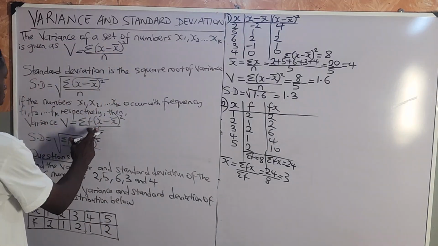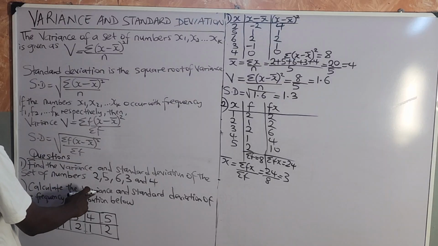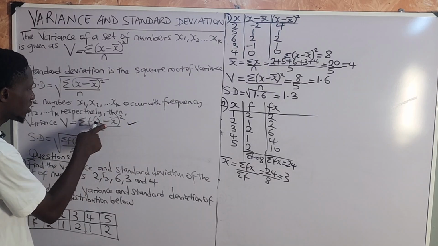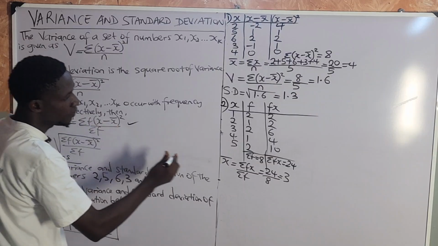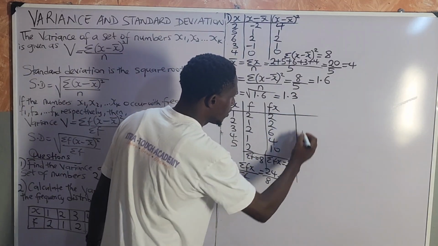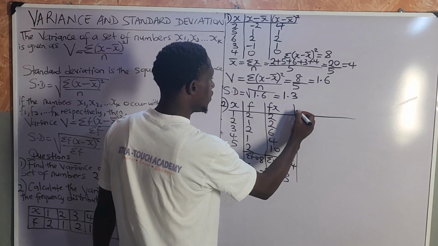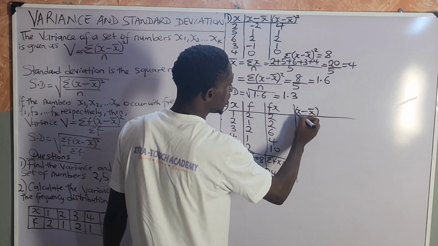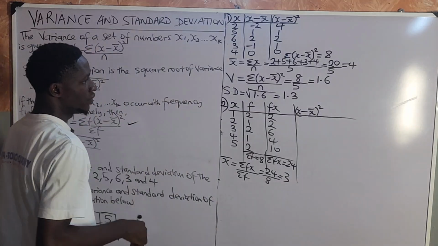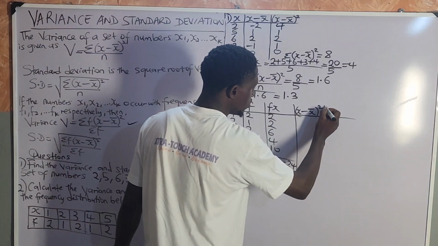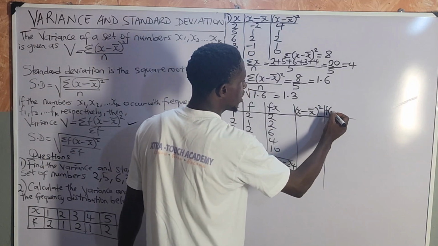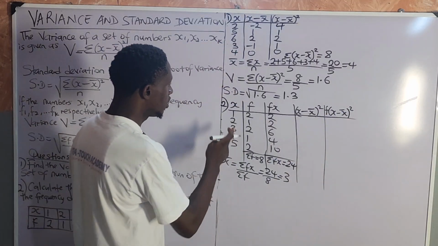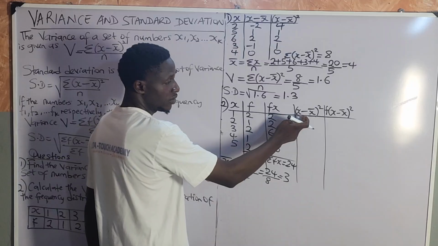So remember the formula we are using. We are being told to find the variance. Because of the frequency, we are going to use this formula. So let's create a table for this first. We have x minus x bar, all squared. Then let me do another table for f times (x minus x bar) all squared. What does this mean? Look at the x. This is the one we are trying to get.